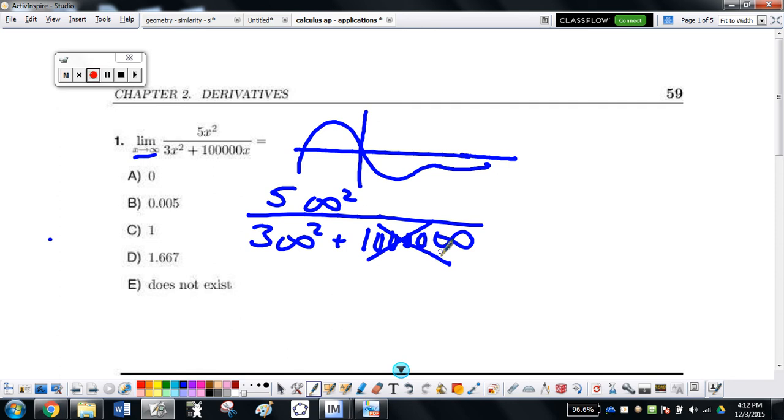So what you're basically dealing with is 5 infinity squared over 3 infinity squared plus basically nothing. So what does this fraction right here simplify into? Exactly. 5/3. So the answer is 5/3. So that's the idea of horizontal asymptotes.